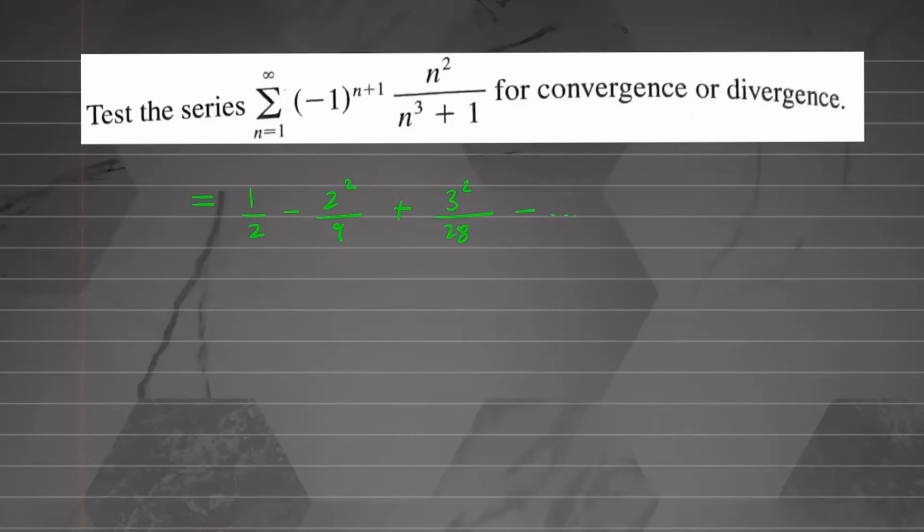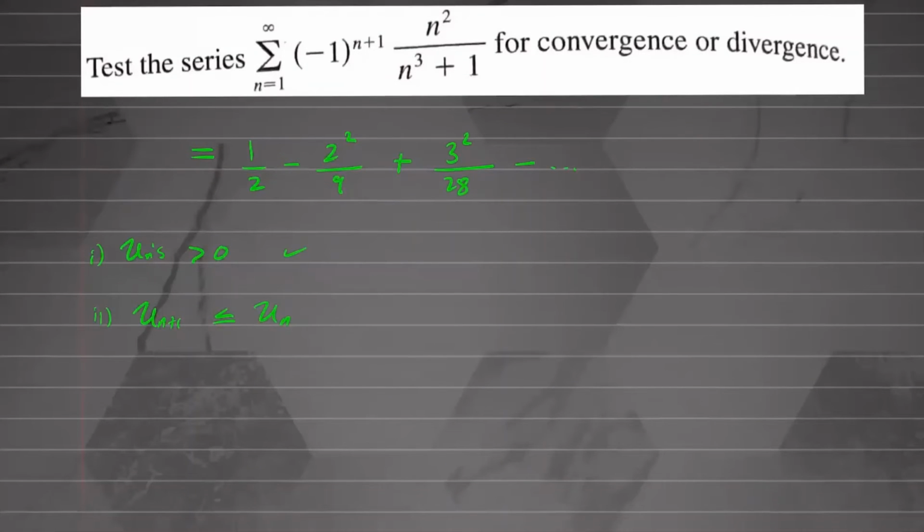So let's check. The first condition, we want to make sure our terms in the sequence are all positive, and they're true, they're all positive. We have 1/2, 2 squared over 9, 3 squared over 28, and so on. So they're all positive without the alternation. Now the second condition, we want to show u_(n+1) is less than or equal to u_n. Now this might not be so obvious like the previous situations. So we want to show this by computing the derivative of a function that is related to this sequence.